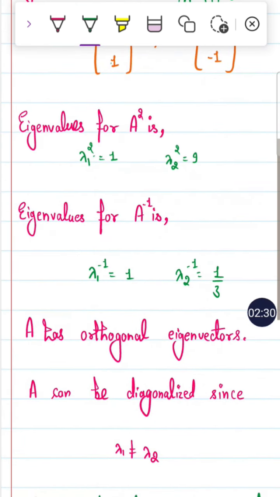What are the eigenvalues for A square? The eigenvalues of A square are lambda 1 squared and lambda 2 squared, with the same eigenvectors as A. Now the eigenvalues for A inverse are lambda 1 inverse, which equals 1, and lambda 2 inverse, which equals 1 by 3. The eigenvalues for A to the power n are lambda 1 to the power n and lambda 2 to the power n.